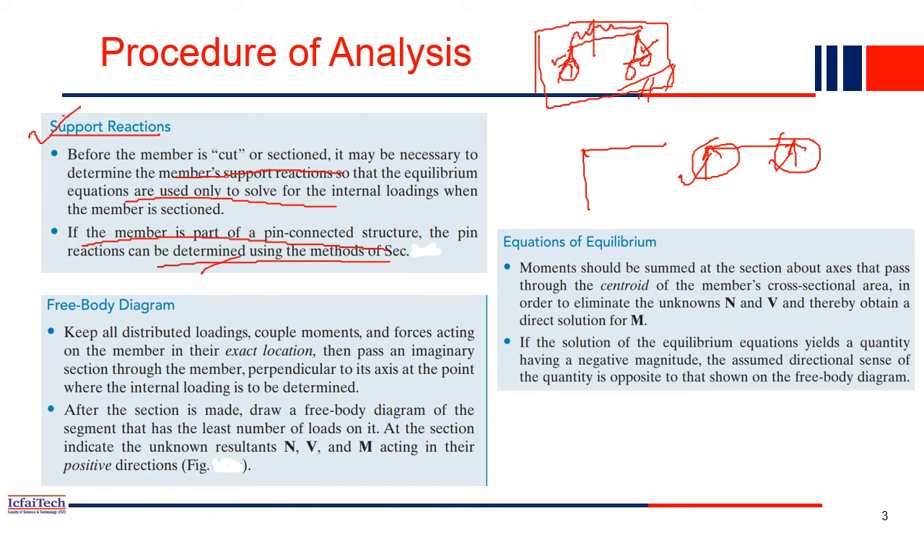After you compute the support reactions, the next step is to draw the free body diagram. Free body diagram means we take a section somewhere, at the point of interest where we want to find the internal forces. We draw the free body diagram and keep all the distributed loading, couples, and whatever external loads are acting in their exact locations. Then we pass an imaginary line to make a cross section of the body. After we draw the free body diagrams, our last step is to use the equations of equilibrium to calculate the internal forces.